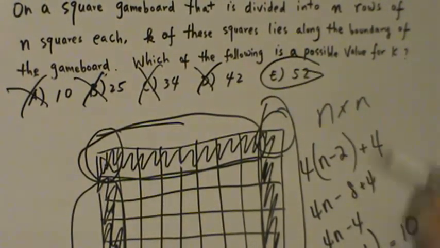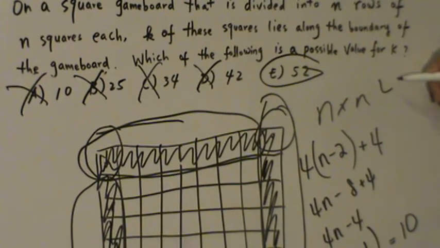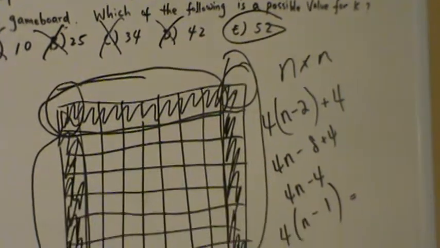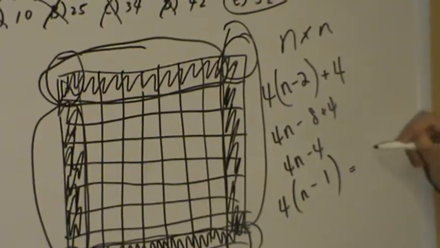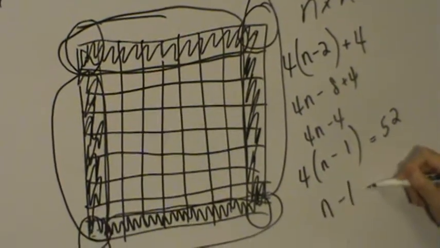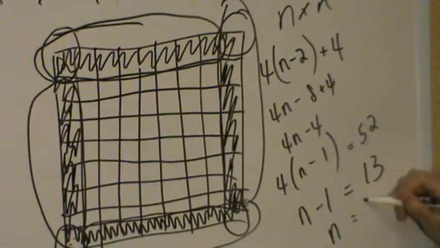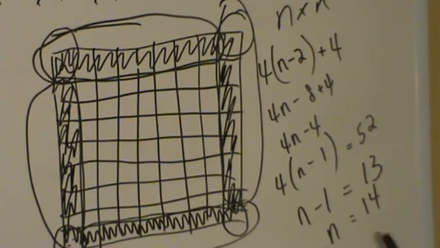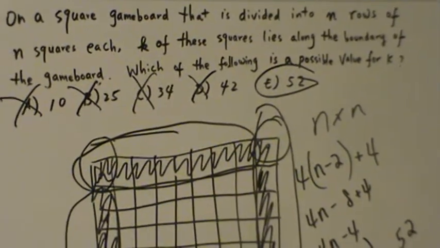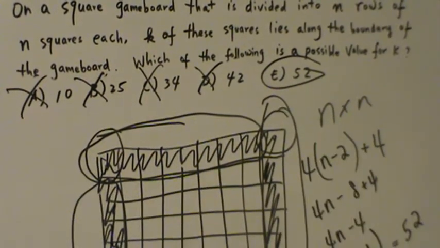We're left with E, and that is the right answer, and let's just double check. So 4 times the quantity of n minus 1 equals 52, and it is indeed divisible by 4. We're going to get 13, and n would equal 14 in this case. Not that it matters, but I'm just showing you that we actually get an integer. And in all the other cases, we would not have gotten an integer. So E is the right answer.